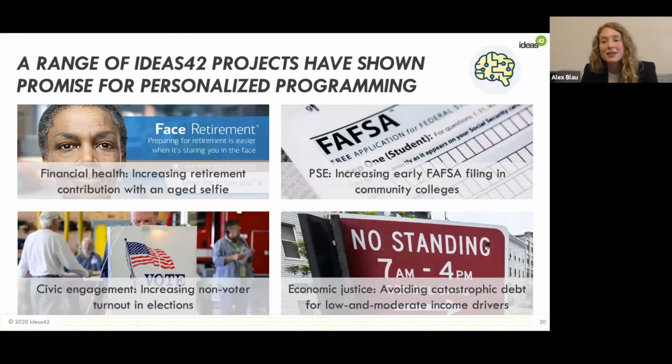And finally, in the economic justice portfolio, helping drivers avoid catastrophic debt that's associated with lots of tickets and potential booting. In each of these cases, we've seen a different range of heterogeneity based on the characteristics of the population and the way that the treatment was designed.